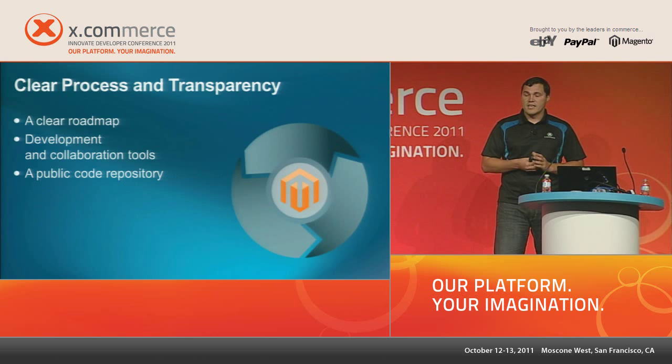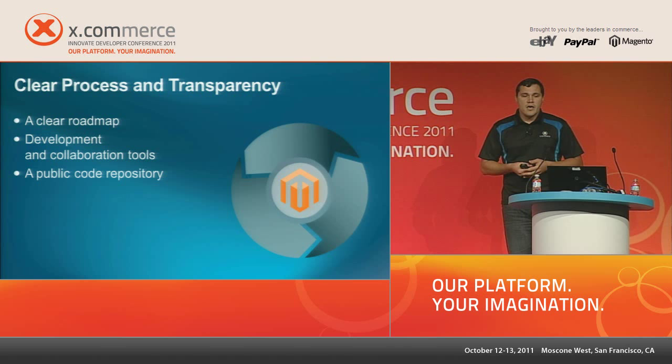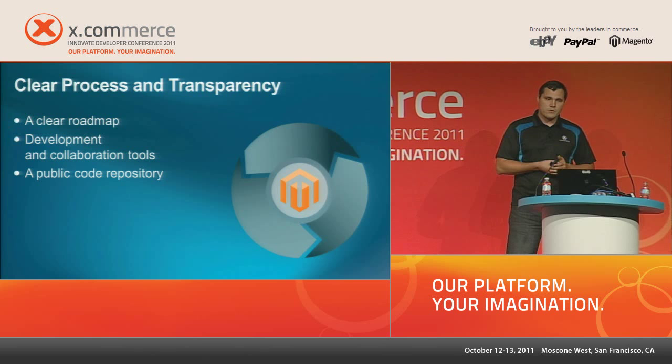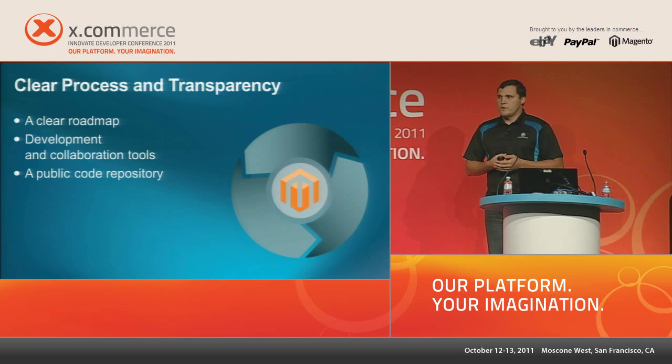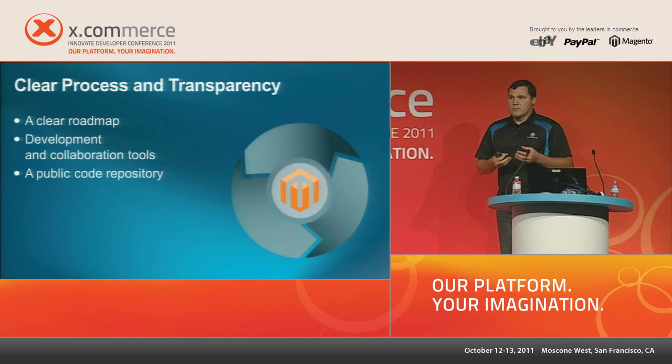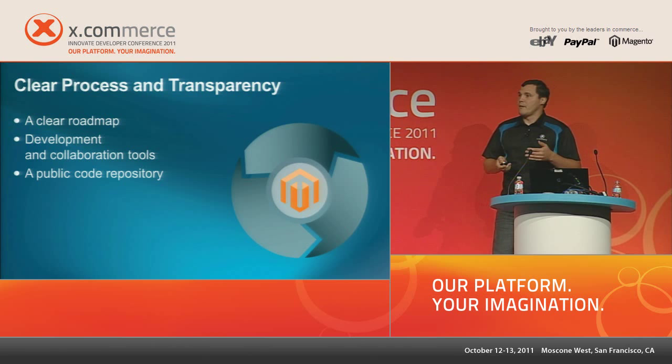The list starts with a clear process and transparency. Our team is closely working with our community. We have a big community and a lot of resources already opened for it, but there is still a lot to improve. With Magento 2, we are going to share with the community all the development and collaboration tools that we're using inside our team. We will provide a roadmap for the Magento 2 releases later, and we will update our public code repository more often.